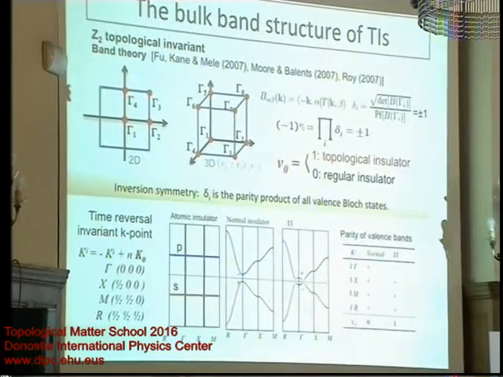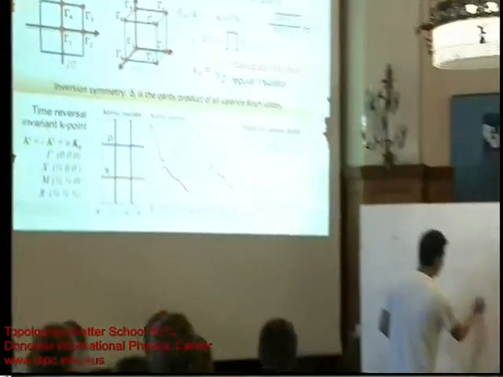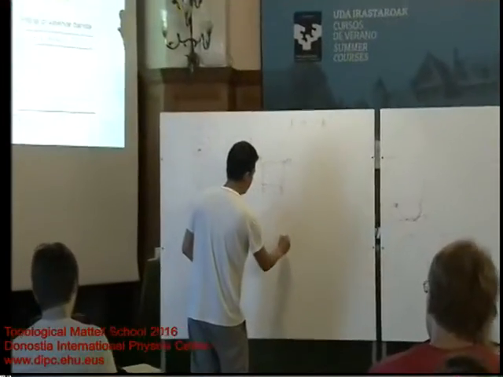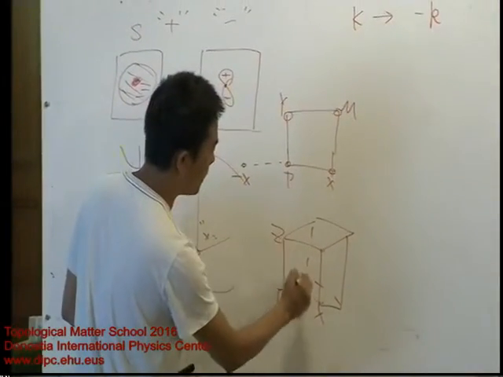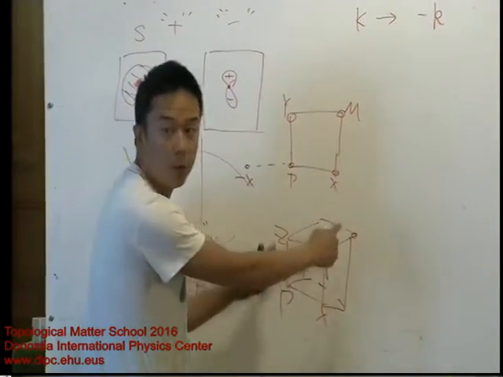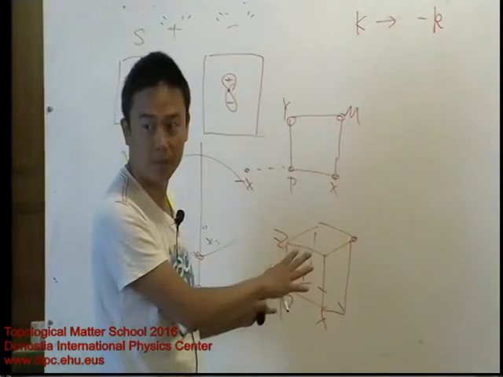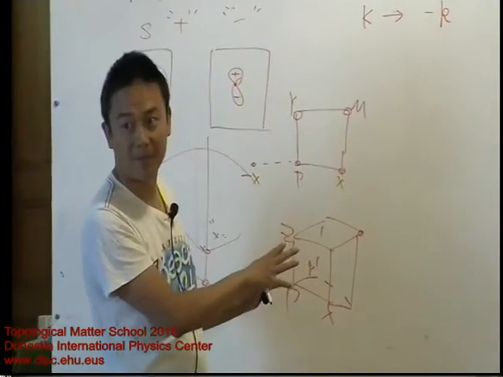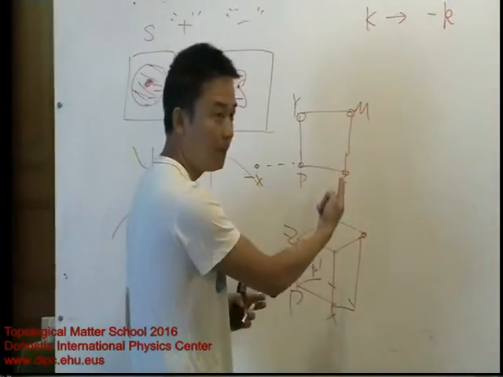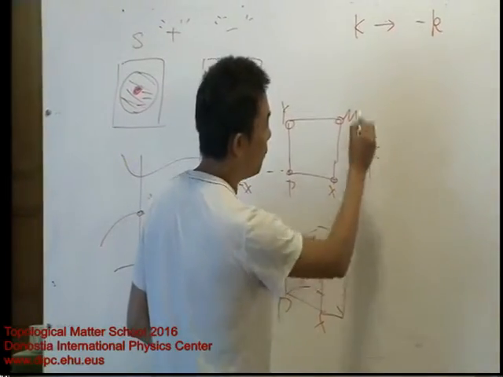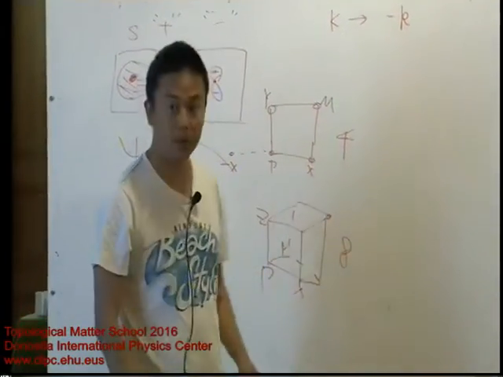If your system is 3D, suppose this cubic case: gamma is here, X another corner, you have Z, Y in this corner. You will have 8 points. Then do the same for the 8 points for all the valence bands, and then you get a product. Most important here, you have 4 points. Here you have 8 points, but they are all even numbers.